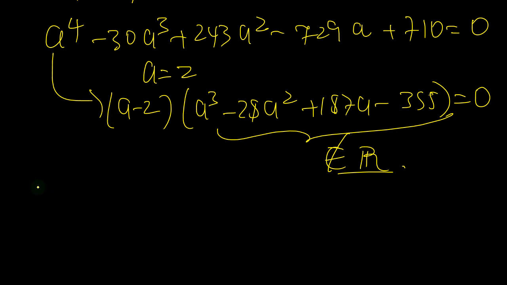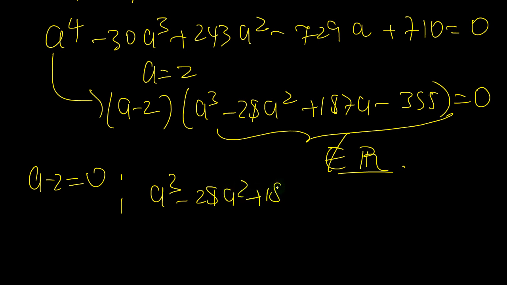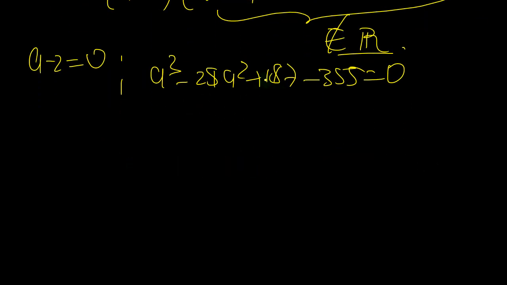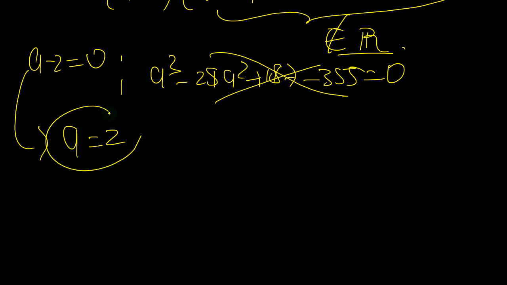So we're just gonna say that this one here, a minus 2 equals 0, and a to the 3 minus 28 a squared plus 187 a minus 355, this is 0 as well. So this one has no real solution, so we're gonna ignore it because we said we are only solving for the real solutions. And then this one here, a equals 2. So xy is equal to 2.